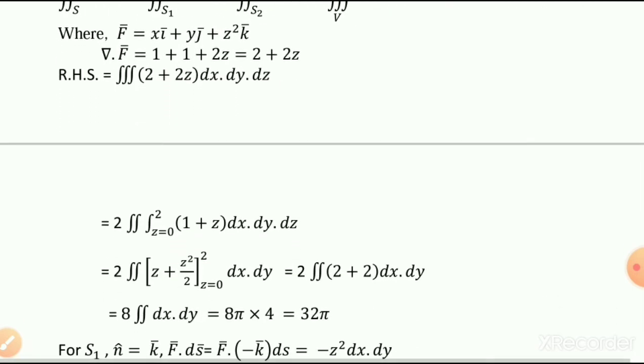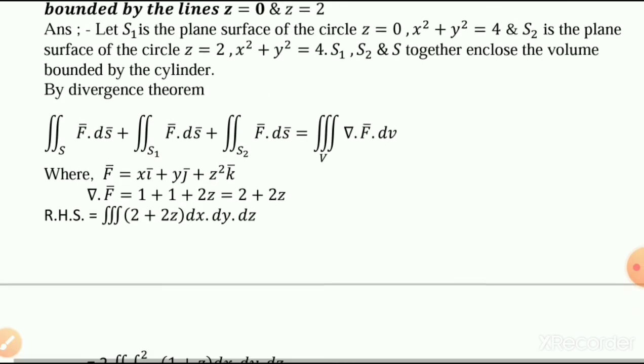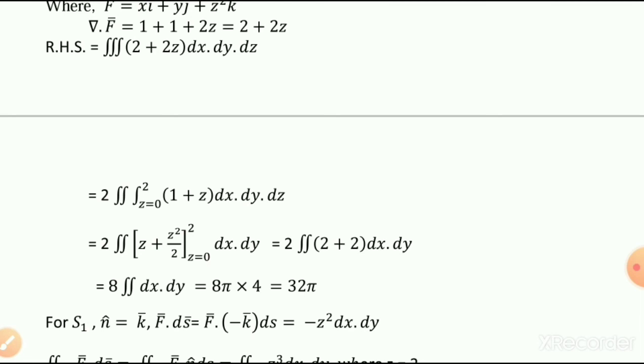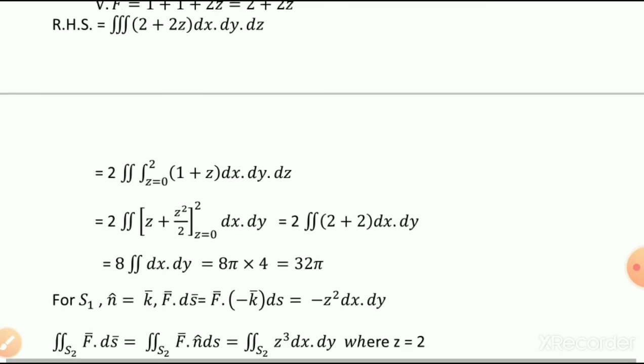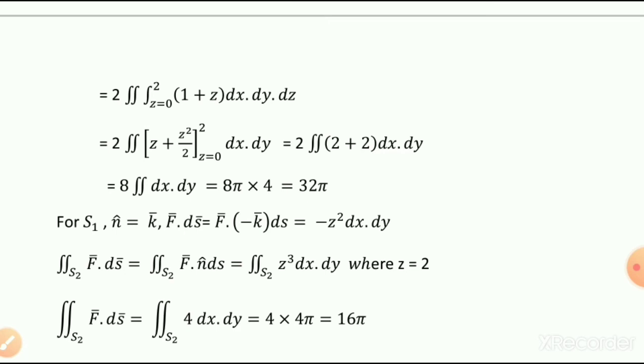For z, the limits are from 0 to 2, as already mentioned. From this, 2 is taken common. So the double integration, z from 0 to 2, of (1 + z) dx dy dz. With respect to z, the integration becomes z plus the integration of z dz, which is z² upon 2, from 0 to 2. So it becomes 2 plus 2, which is 4. 4 times 2 is 8, so 8 times the double integration of dx dy. That will be equal to 8π into 4, which equals 32π.